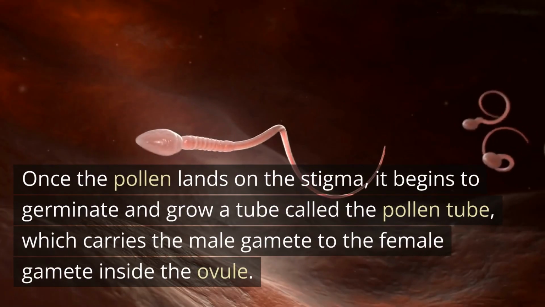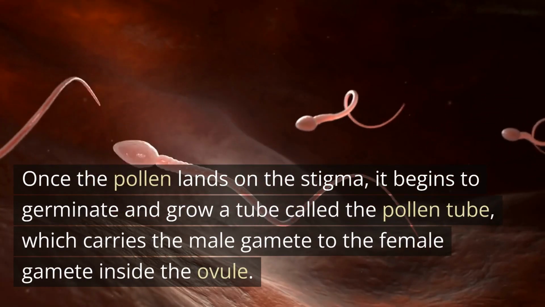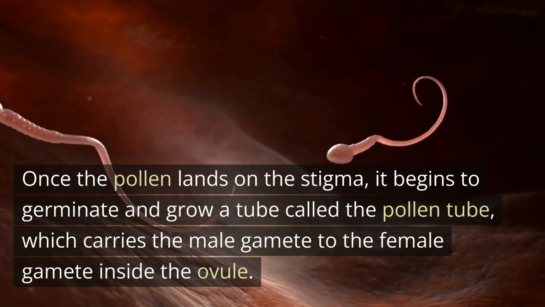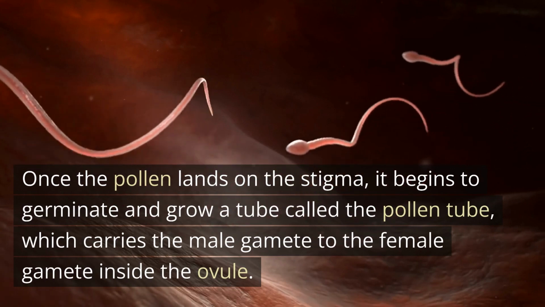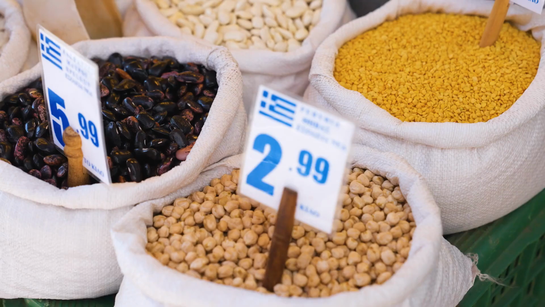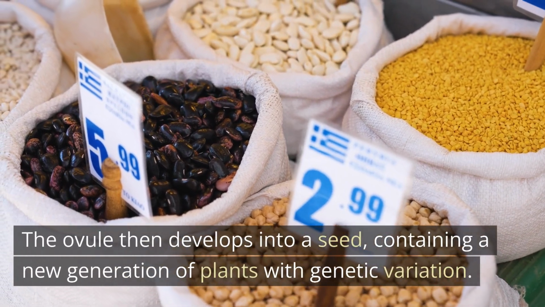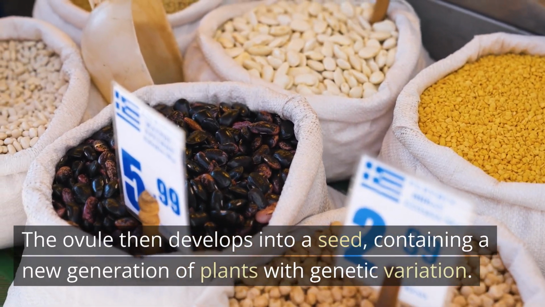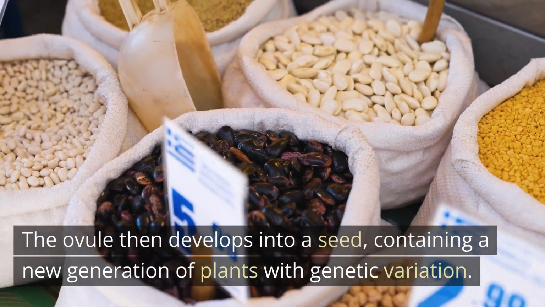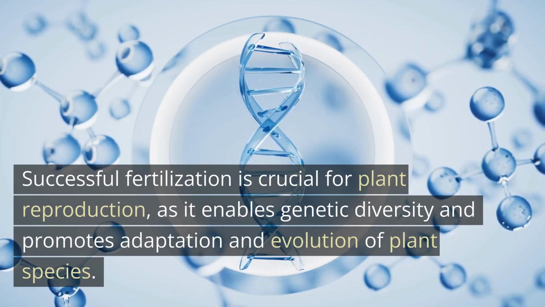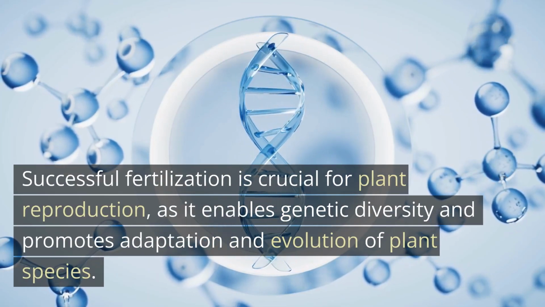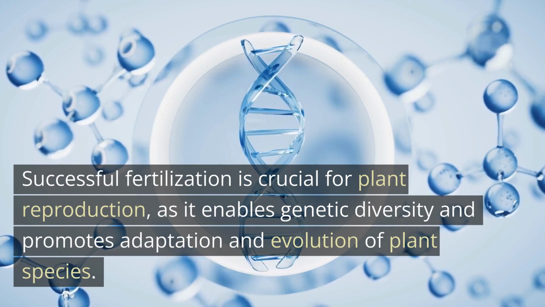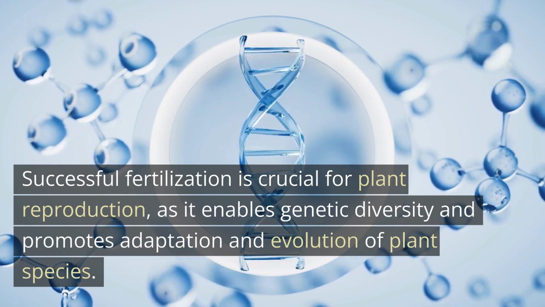Once the pollen lands on the stigma, it begins to germinate and grow a tube called the pollen tube, which carries the male gamete to the female gamete inside the ovule. The ovule then develops into a seed, containing a new generation of plants with genetic variation. Successful fertilization is crucial for plant reproduction, as it enables genetic diversity and promotes adaptation and evolution of plant species.